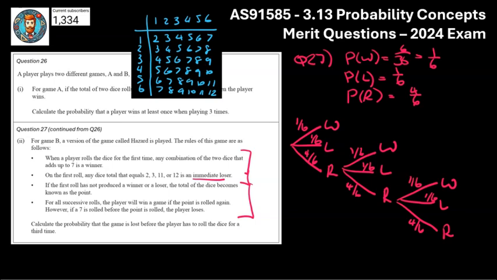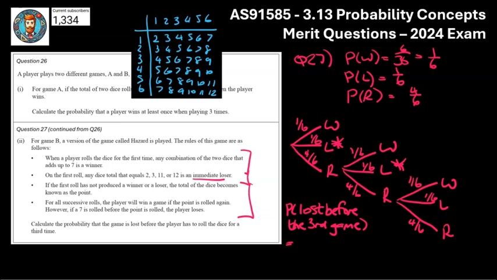So now that we've done all that, we need to get back to the question: calculate the probability that the game is lost before the third game. What we're trying to find is this branch here plus this branch here. So let's get into that. The probability of lost before the third game is going to be the first branch there, which is just easy.